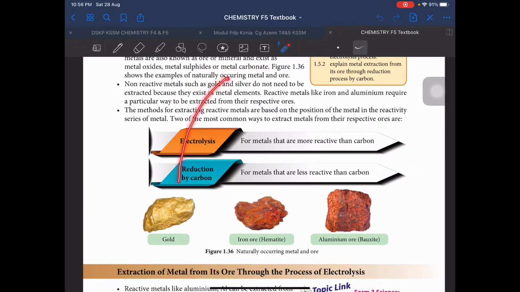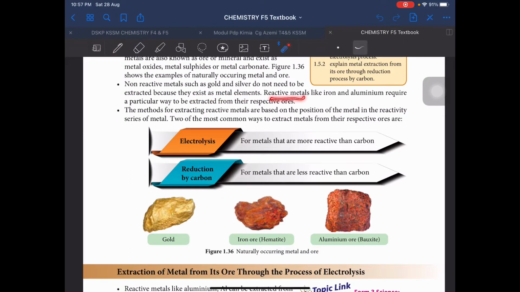These are the examples of naturally occurring metal and ore. Ini naturally occurring metal, gold ataupun silver. Look at the second point here. Non-reactive metals, logam yang kurang reaktif, tidak reaktif, such as gold and silver, do not need to be extracted. Tidak payah sudah diekstrak. Extract means kasih keluar bah. No need to kasih keluar sudah because they exist as metal elements. Macam begini. This is gold. Memang di dalam kerak bumi pun memang beginilah rupanya.